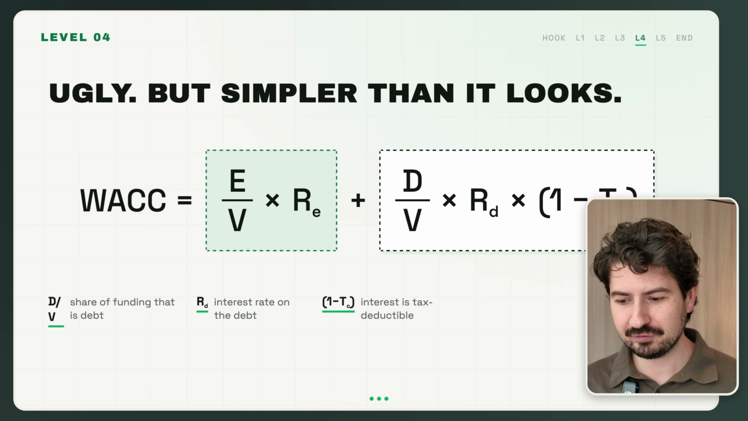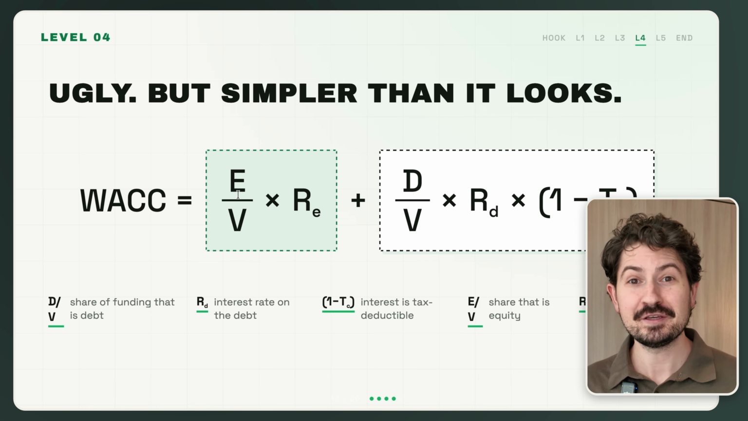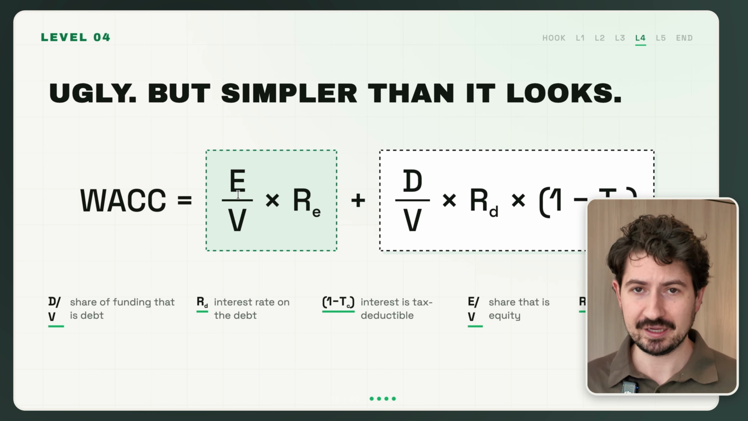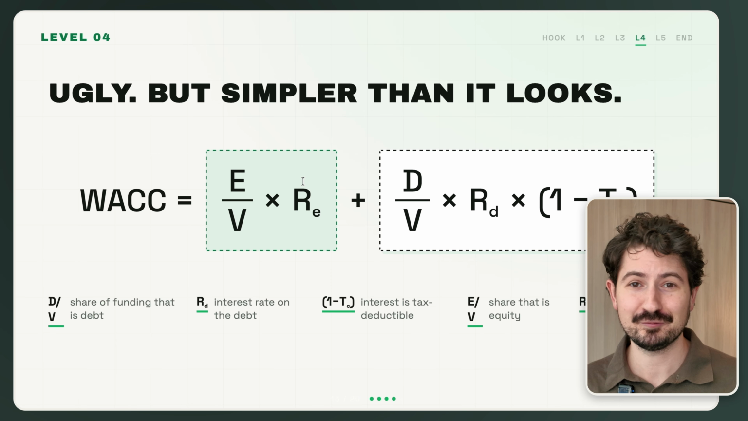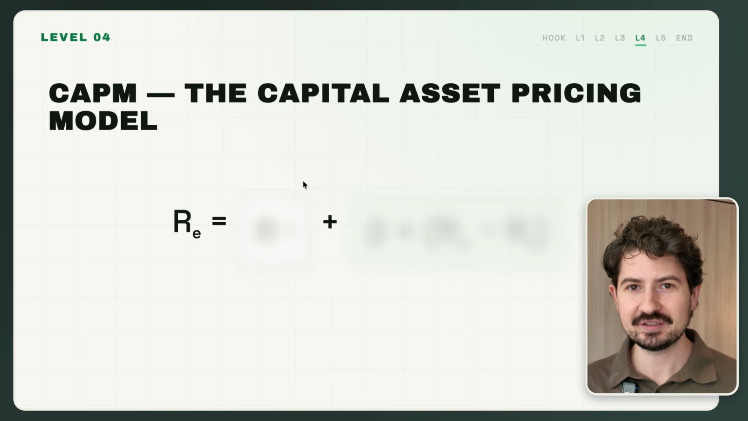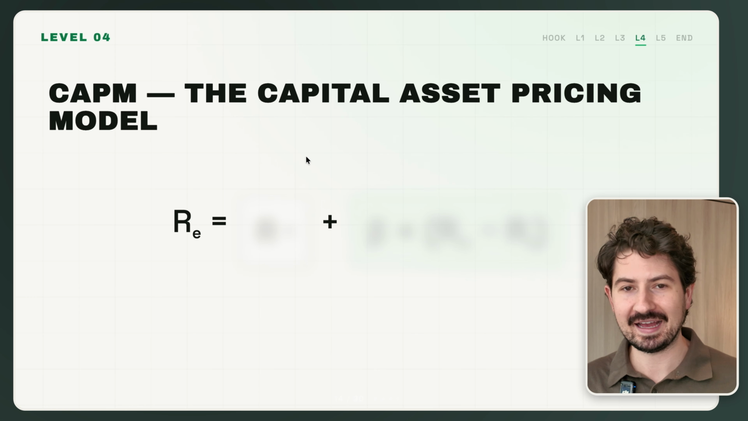Now, the cost of equity formula is a little bit more tricky. E over V is the proportion of the business's funding that comes from equity, similar to D over V. But RE, which is your cost of equity, requires another formula. And this formula is called CAPM, or the capital asset pricing model.